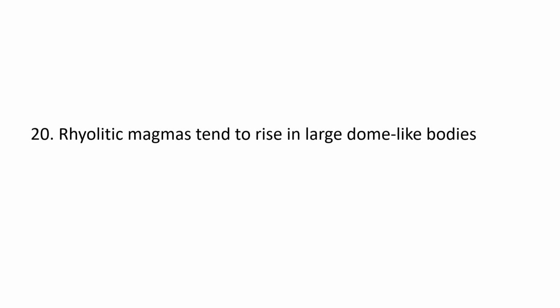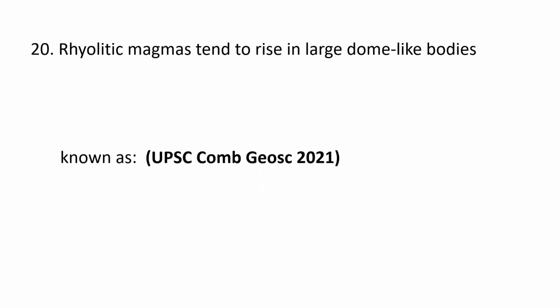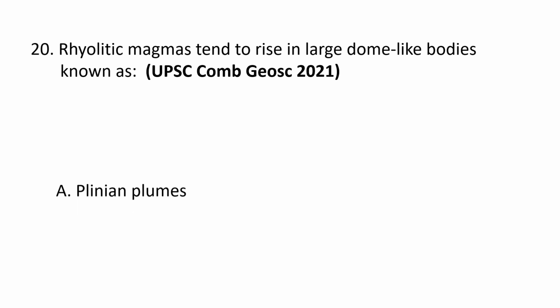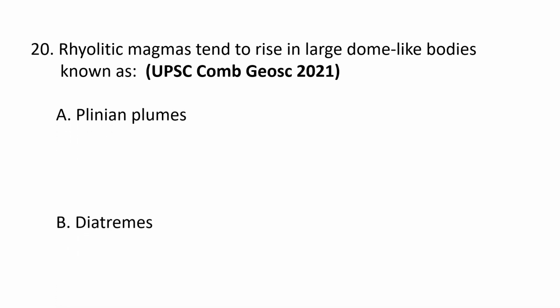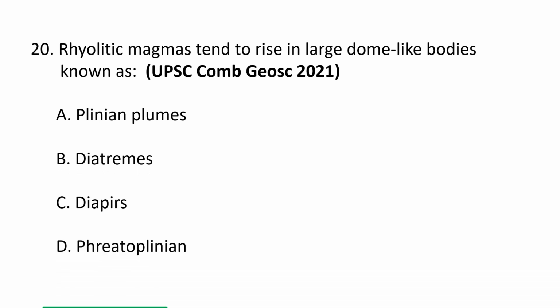Next question. Rhyolitic magmas tend to rise in large dome-like bodies known as: A. Plinian plumes, B. Diatremes, C. Diapirs, and D. Phreatoplinian. So the correct answer is diapirs. They commonly intrude buoyantly upward along fractures or zones of structural weakness through denser overlying rocks, and this process is known as diapirism. The resulting structures are known as diapirs or piercement structures, and in the process the segments of the existing strata can be disconnected and pushed upwards. So C, diapirs, is the correct one.